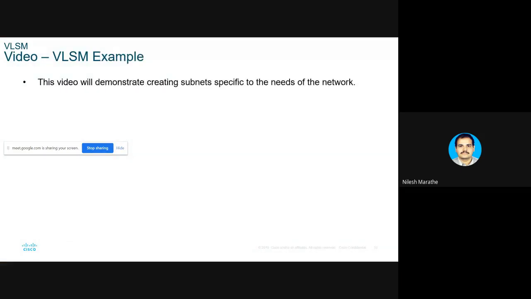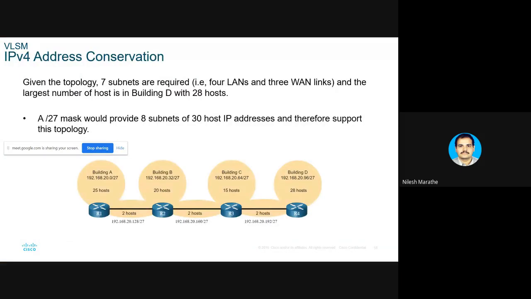Concept of VLSM. I have given one example here. Let's suppose, how many networks are required here? Here is 1, 2, 3, 4, 5, 6, and 7. 7 networks required. So if we allocate 3 bits here.